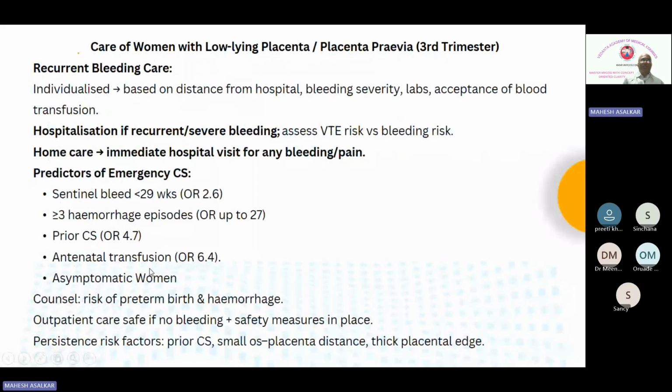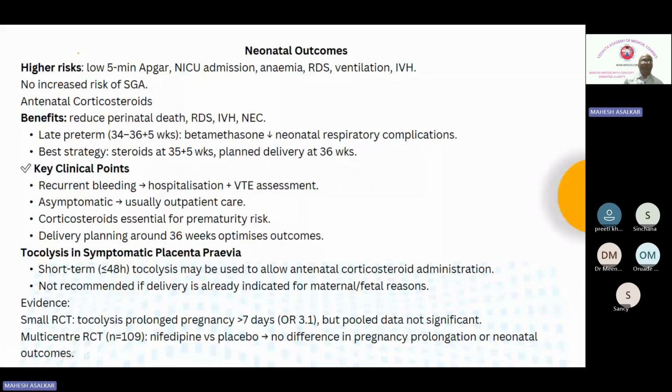Now we continue with the care of women with low-lying placenta and placenta previa. The slide is repeated. Now what are the neonatal outcomes? There is a high chance of a low Apgar score. NICU admission chances are high. Anemia, respiratory distress syndrome, ventilation, and IVH are the risks which are increased. There is no increased risk of SGA.